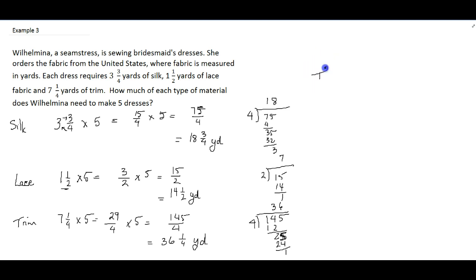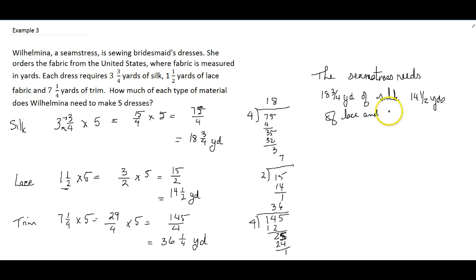So the seamstress needs 18¾ yards of silk, 14½ yards of lace, and 36¼ yards of trim.